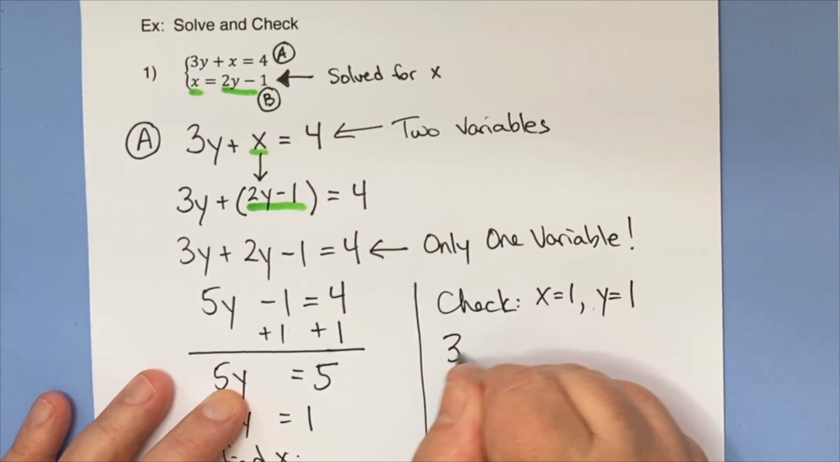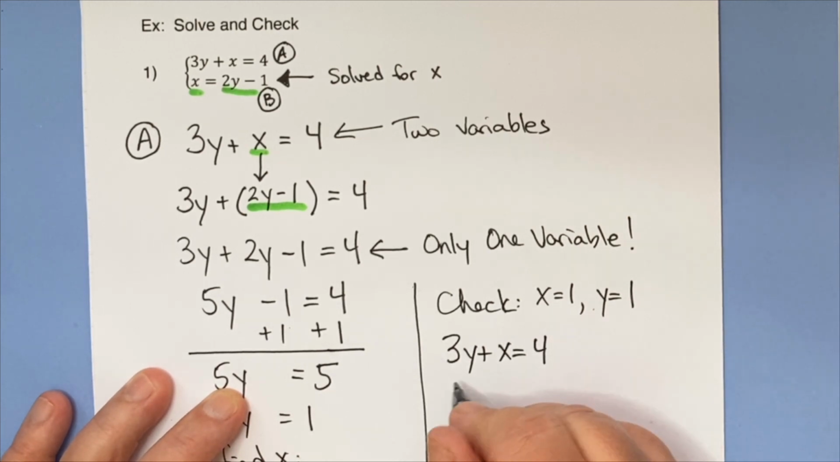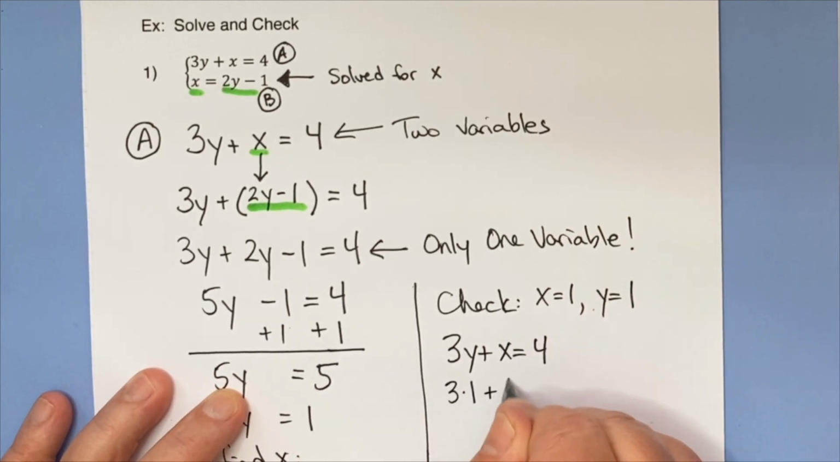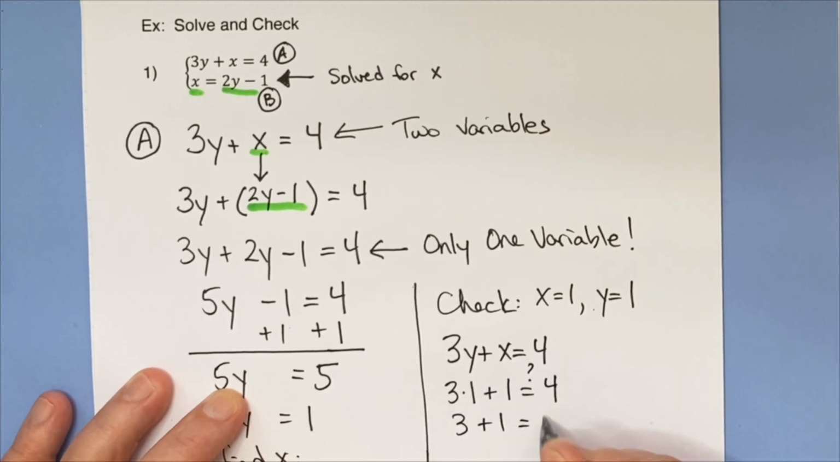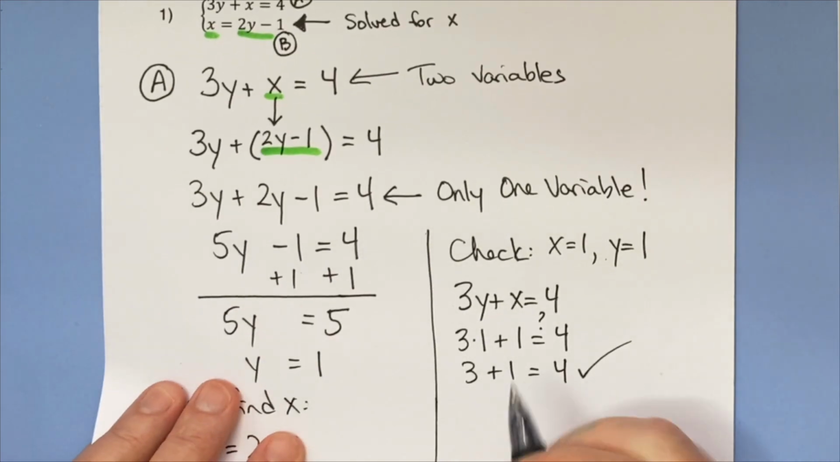So I'm going to check 3y plus x equals 4. So that would be 3 times 1 plus 1. Does that equal 4? That's 3 plus 1 equals 4. Yep, that one works. Okay, let's look at the second one.